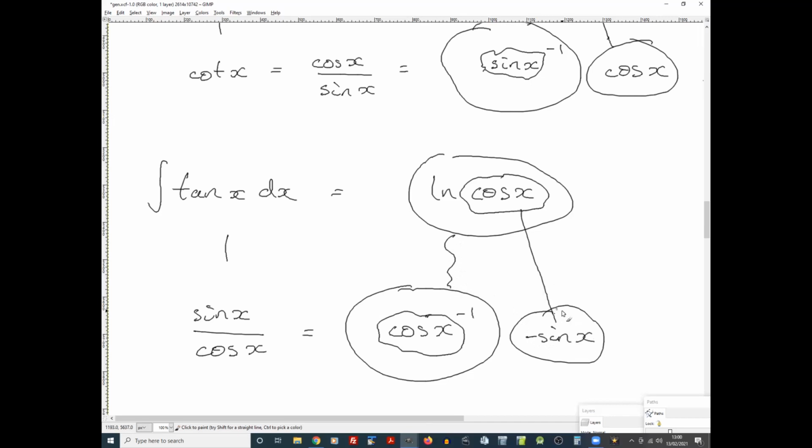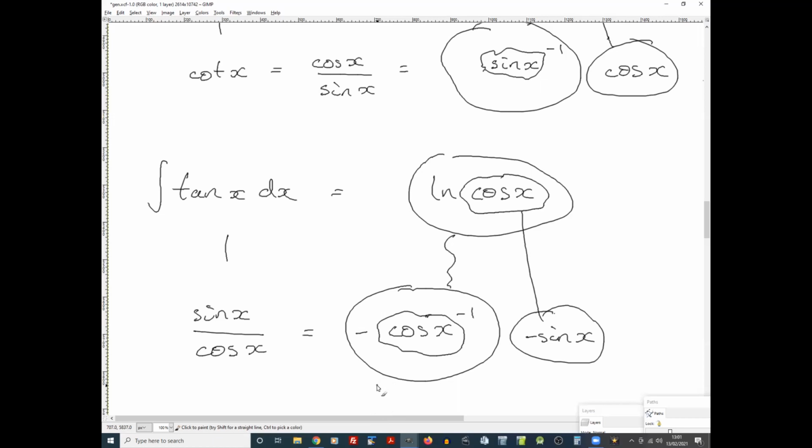Yes, that has to be whatever it has to be. And in which case we will times it by minus 1. In which case, ln sec x plus c.